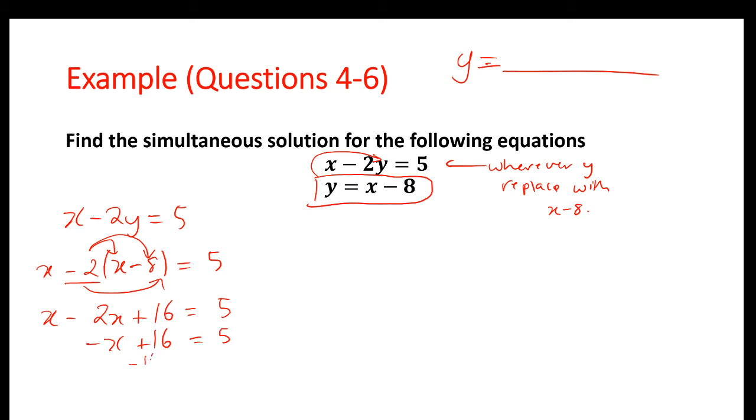So removing the 16, I do minus 16 and minus 16. That leaves me with negative x is equal to 5 minus 16, which is negative 11. So if negative x is equal to negative 11, that must mean that x is equal to 11.